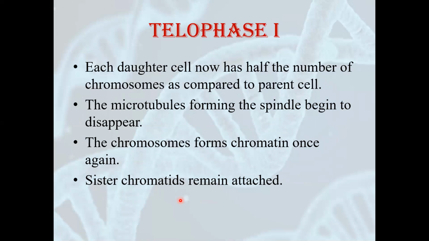In telophase I, what will happen? Each daughter cell will now have half the number of chromosomes as compared to the parent cell. The microtubules forming the spindle fiber will disappear. The chromosomes will form chromatin again, and sister chromatids will remain attached to each other. So this is the end of meiosis I. Now what will happen?